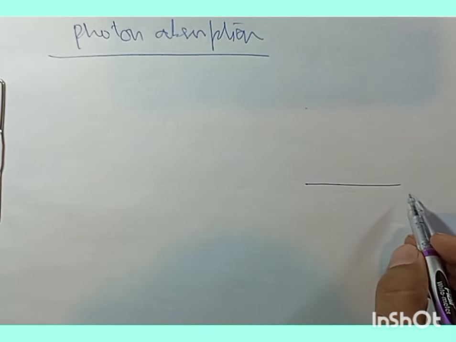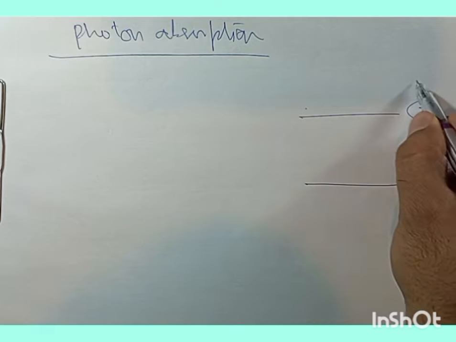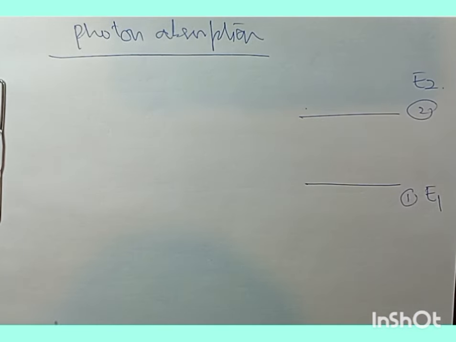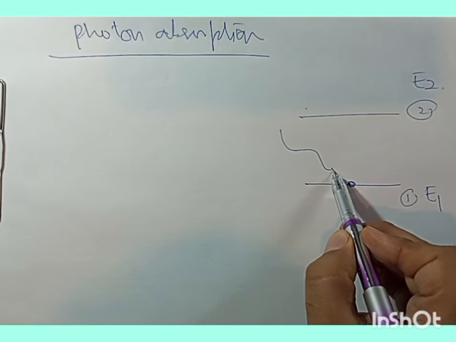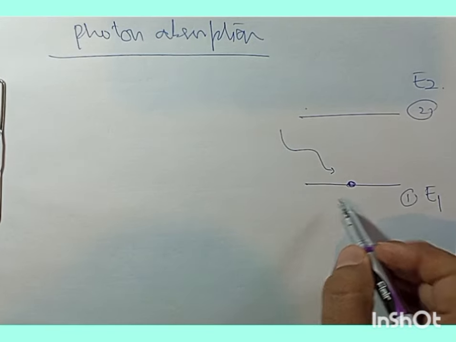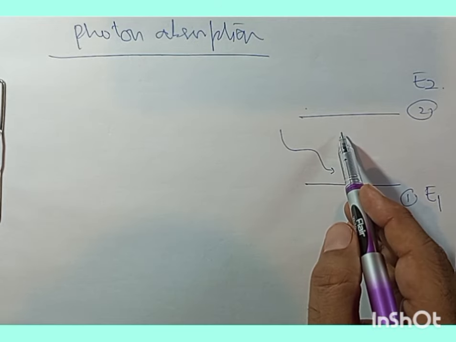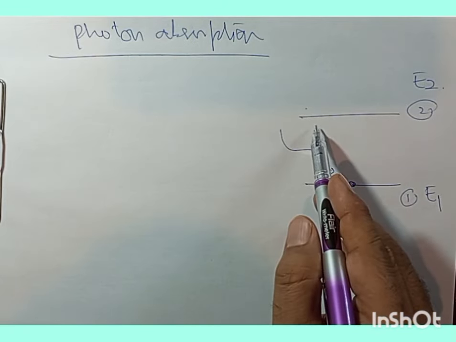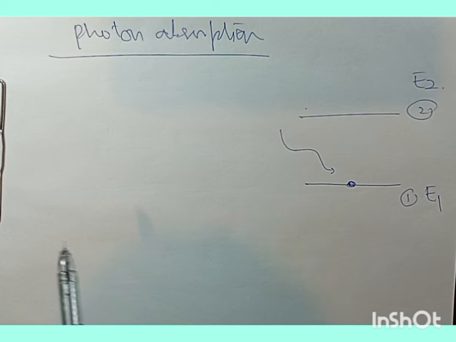I'll take two states, state 1 and state 2. State 1 has energy E1 and state 2 has energy E2. If I have an electron in state 1 and a photon interacts with this electron, the electron will be excited to another state, which I assume is state 2. Here we will have a complete quantum mechanical treatment for absorption, and then maybe in the next video, I'll talk about spontaneous emission and stimulated emission.